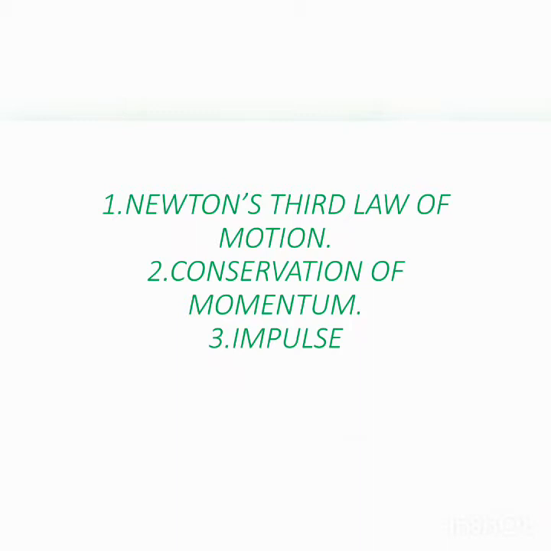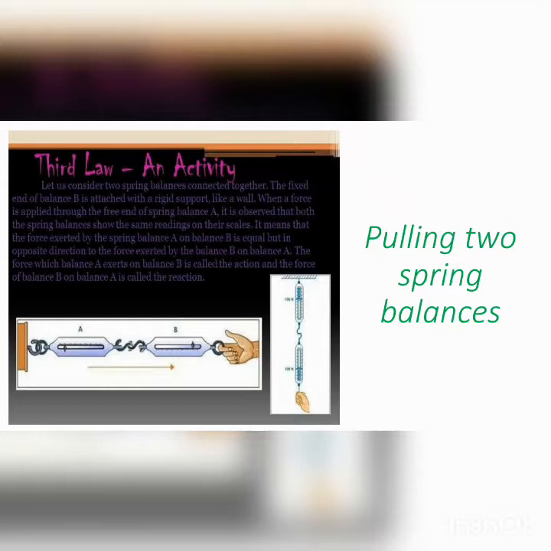For that, first one, pulling two spring balances. Let us take two spring balances of equal calibration. Connect the two spring balances as shown in the figure. Pull the spring balances in opposite directions. What do you observe, students?